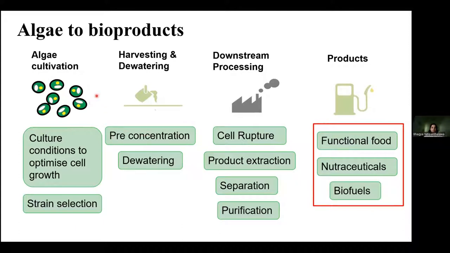These microalgae grow as a dilute suspension. So the next step is to concentrate them, or to harvest or dewater them, to obtain the required concentrations. And then once we have the algae separated, the next step is the downstream processing. Depending on what we need to extract or produce, we might need to rupture or break open the cells and then extract the required components. And then separate and purify them to obtain the required purity to produce these different products. In the next few slides, I will try to give you a basic idea of each of these steps.